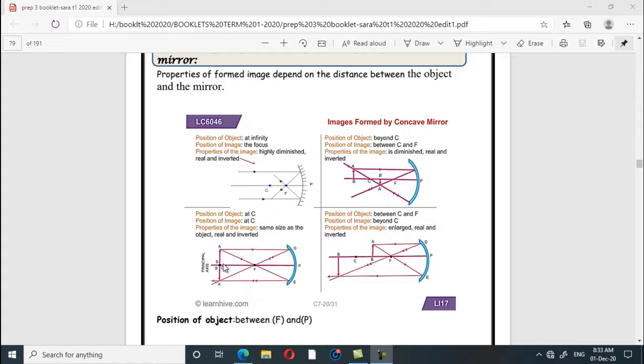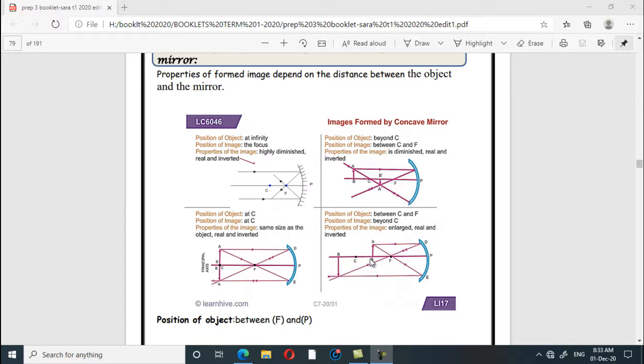The third case: the light ray comes from the object which stands on the center of curvature itself. The first ray is parallel to the principal axis, reflecting passing through the focus, and the other passes through the focus and is reflected parallel to the principal axis. Both of the reflected light rays are collected in the center of curvature itself, but the properties of the image here are equal to the size of the object, inverted and real.